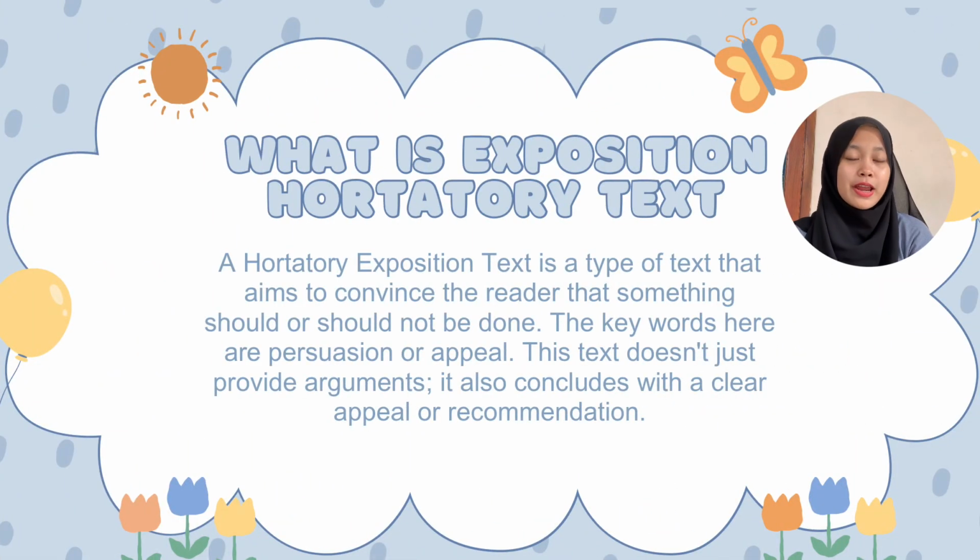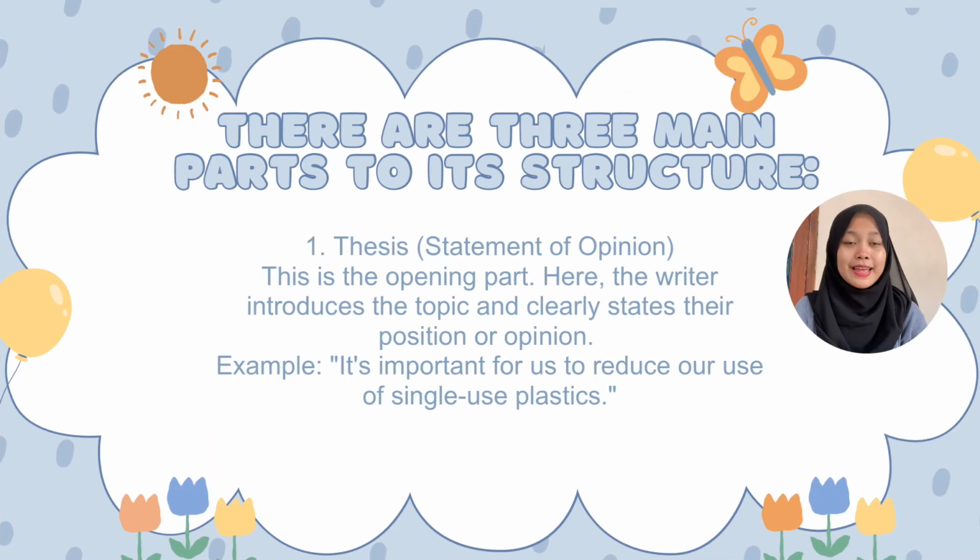A hortatory exposition text is a type of text aimed to convince the reader that something should or should not be done. The keywords are persuasion or appeal. This text doesn't just provide arguments. It also concludes with a clear appeal or recommendation. There are three main parts to its structure.